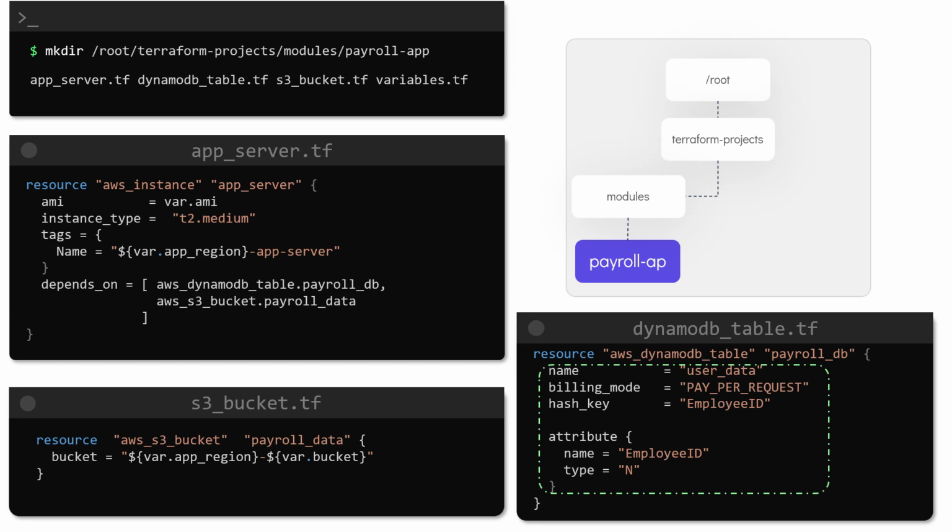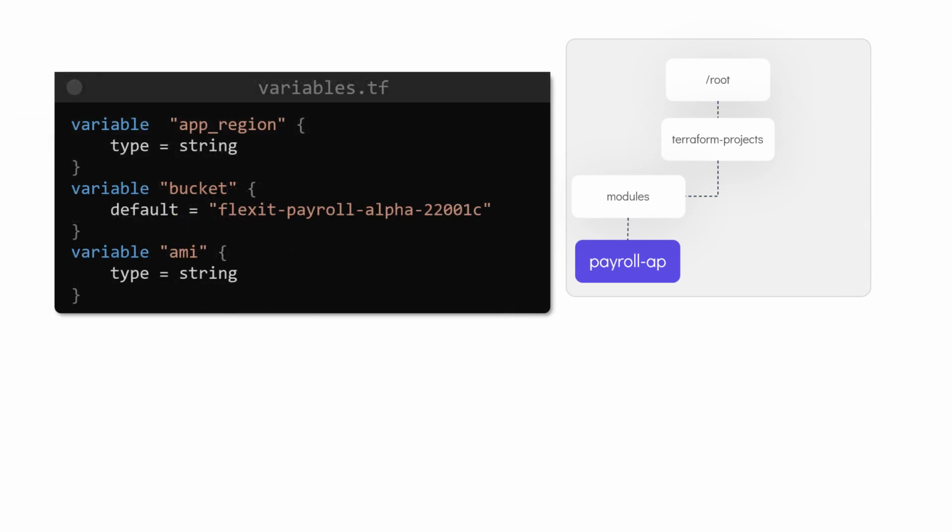And our variables for this configuration would look like this. The variables called app_region and AMI just have the variable type defined in the block. The variable called bucket, however, has a default value assigned to it as well. These variables have been used in the configuration files that we just saw.